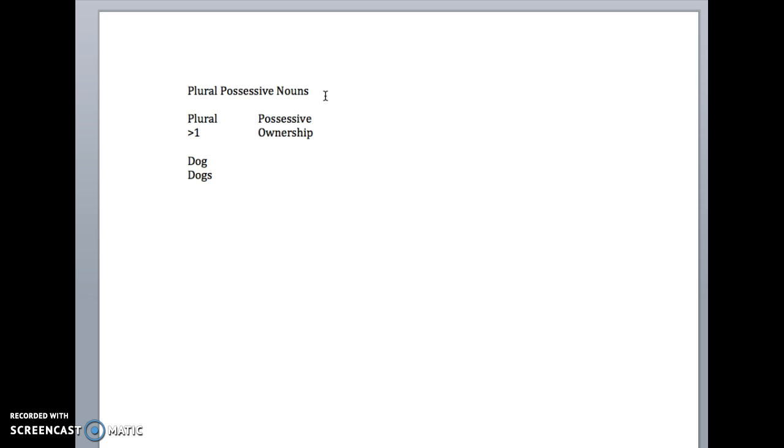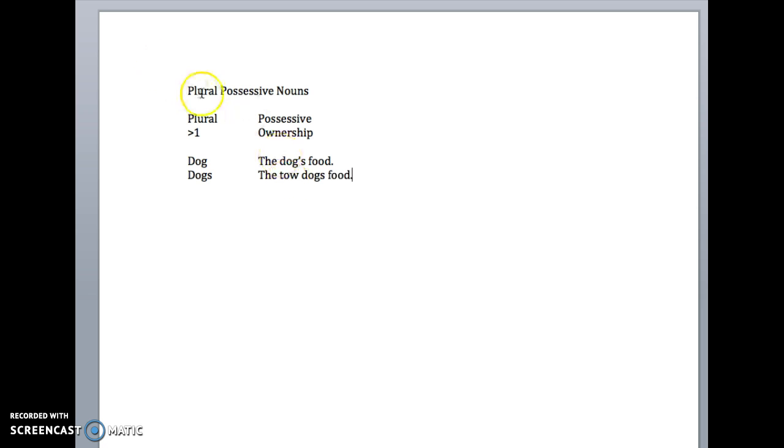And so for dog, you might have, let's see, what's something a dog can own? Maybe the dog's food, right? So the dog's food. Now, most kids know to put the apostrophe S to make it a possessive, but fewer know how to make this a possessive. Let's say the two dogs' food. And that's kind of what this one is all about.